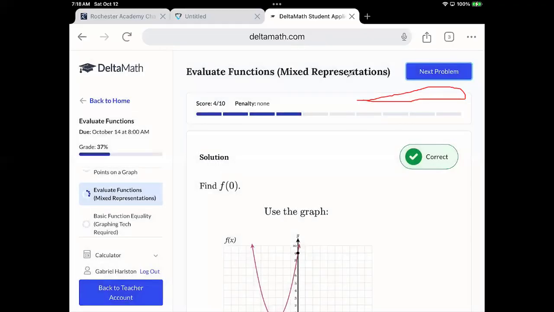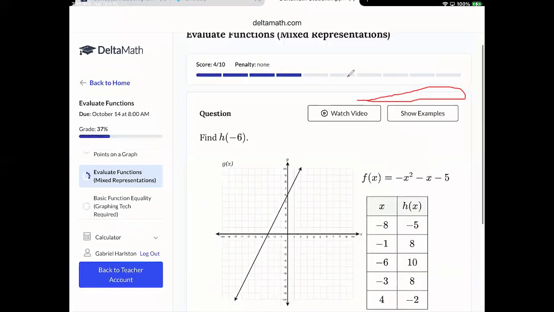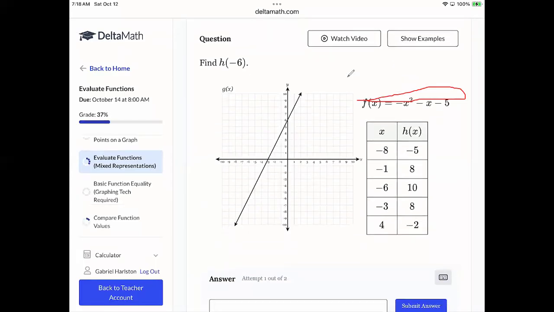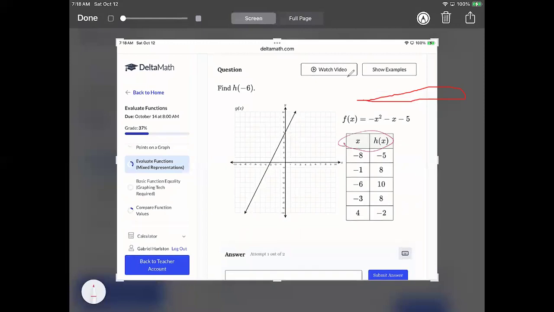Let me see. I'm going to do one more. All right, we got h. We're looking for the h of x function. That is a table. So that means we're going to be using this. They gave us the input, so you're going to go down to -6, and the output is 10. So that's what we got.